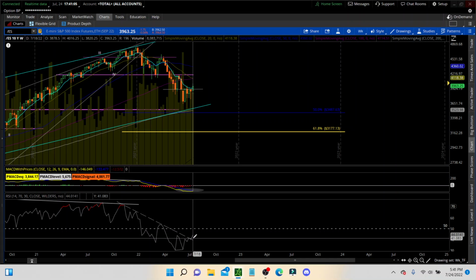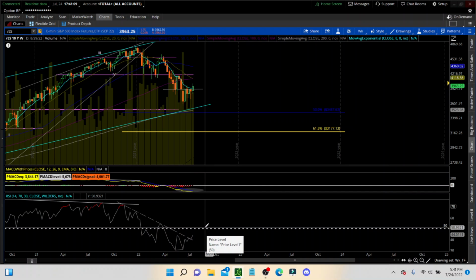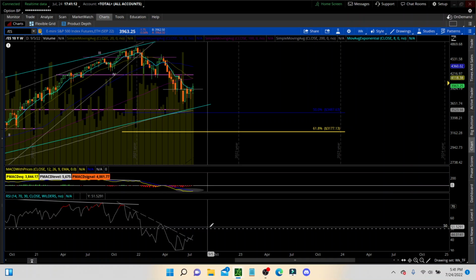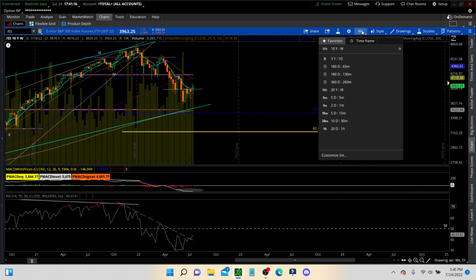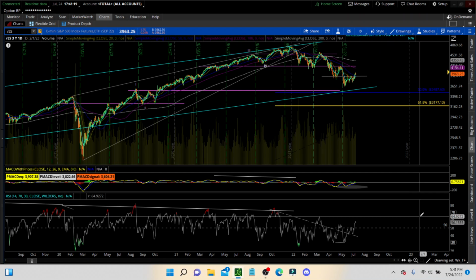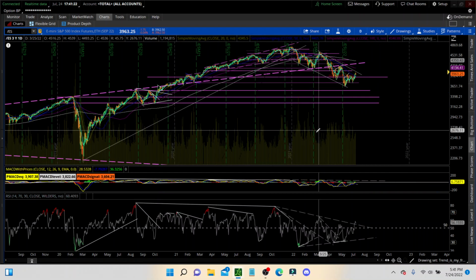That's a very important point here to watch. And that's why I think we might actually go a little bit higher from here. But if we go down to the daily, we could probably show you a little bit better of what's happening in the near term. And trend is our friend.